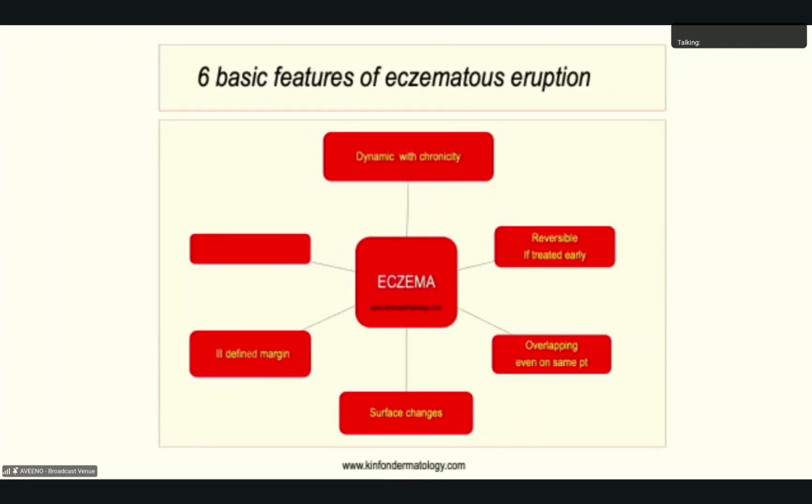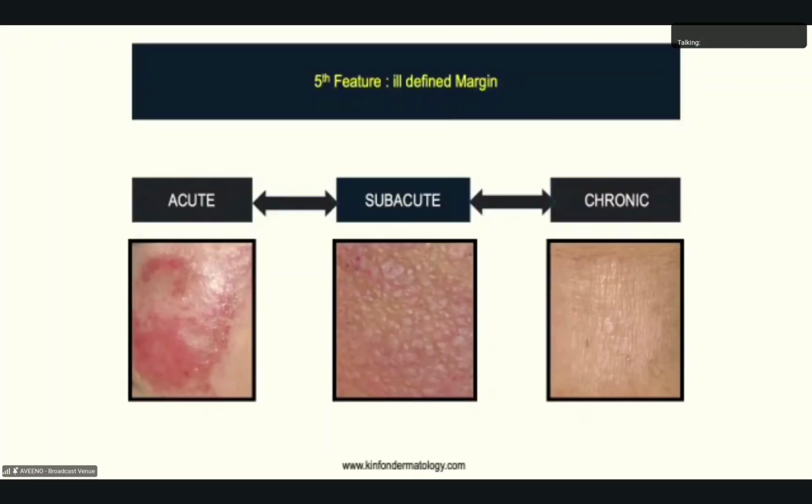Another feature of eczema is that they have ill-defined margins, especially atopic eczema. I do agree that certain eczema, like discoid eczema, or irritant contact eczema to a single plaster, you might have well-defined margin. But in general, atopic eczema has an ill-defined margin.